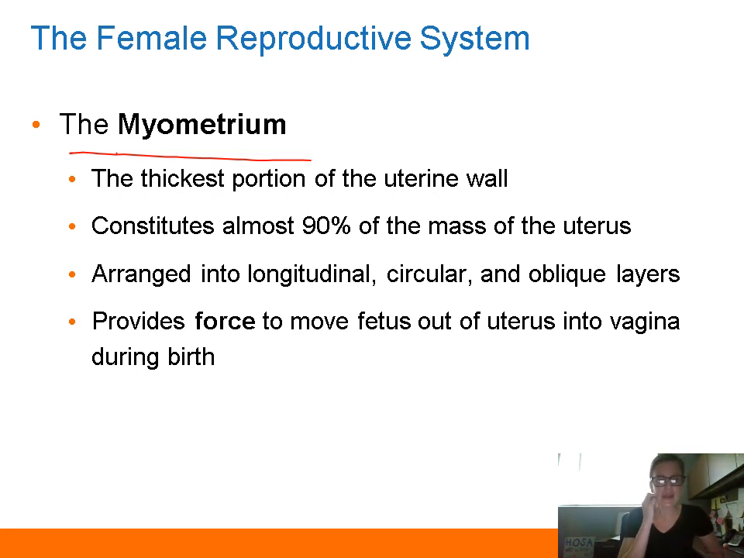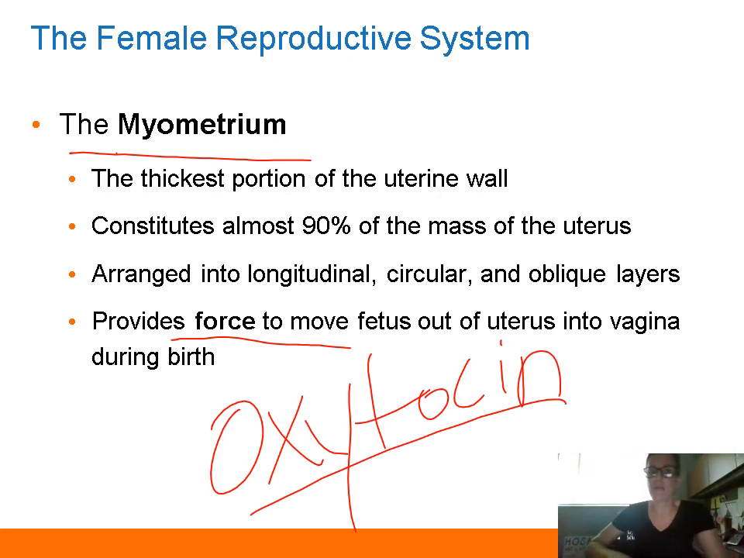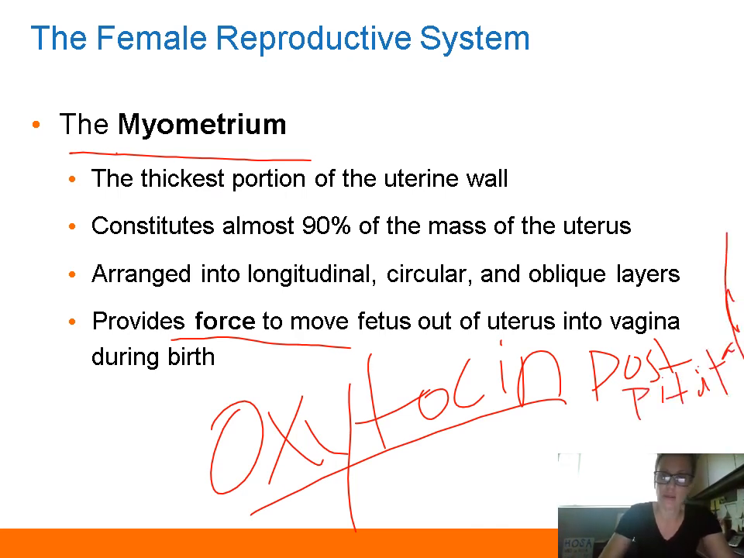Again, the major function of the myometrium is to provide the force contraction that's necessary to push the fetus out of the uterus and into the vagina, or the lower part of the birth canal, during birth. And the myometrium does this, it contracts in response to oxytocin, the hormone that comes from the posterior pituitary gland during birth.